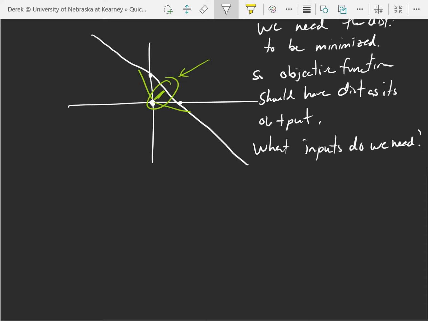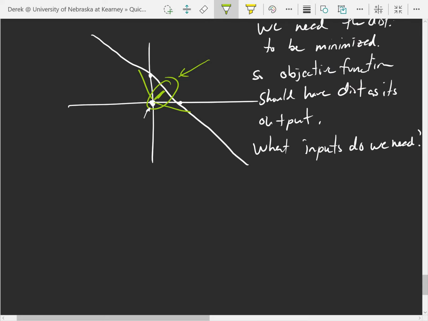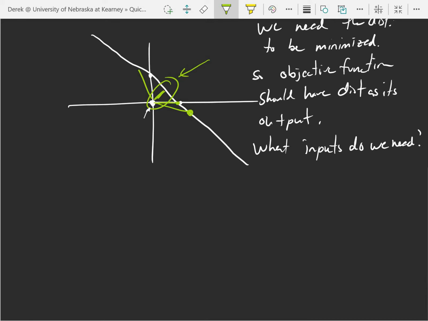Well, I get different distances not because this point is changing, that's always the origin, but I get different distances because the points that I'm measuring on the line to the origin, those are changing. So for each point on this line, I get a different distance to the origin. The points on the line should be my inputs.